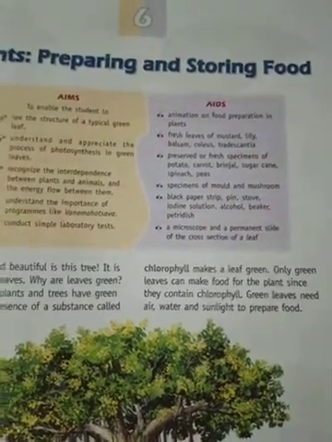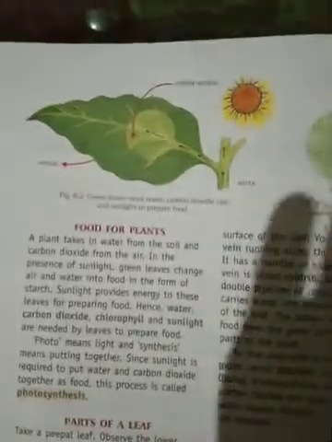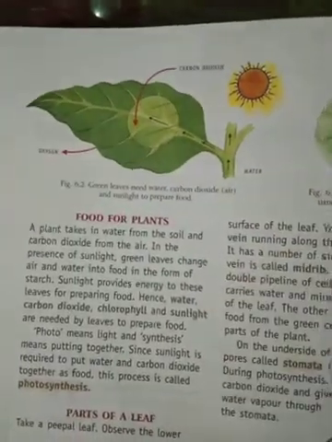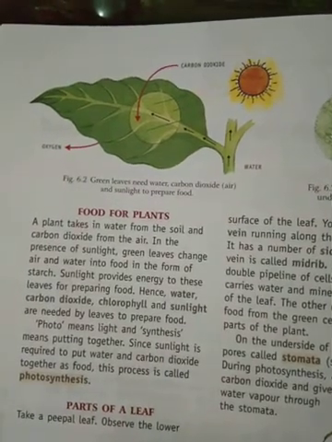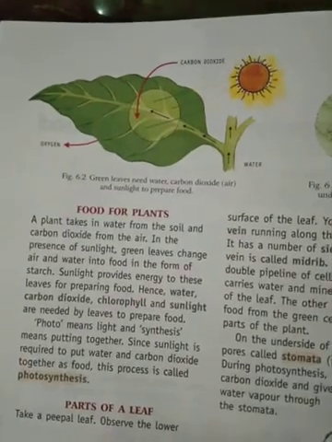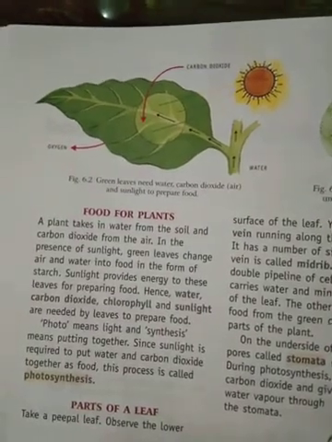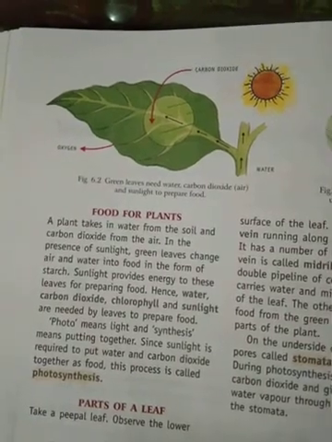Let us move to the next page where we will learn about these things a bit more precisely. Next, you can clearly see this picture where you have a leaf which is green in color. Then some arrow marks are also there. I will explain the things. There is a stem, there is a sun over there.